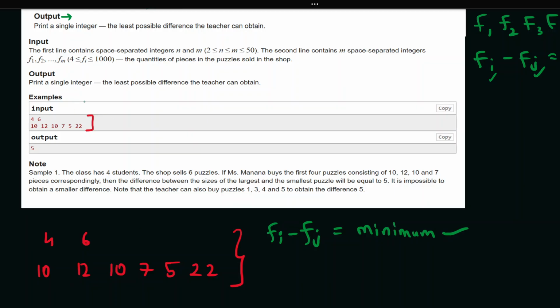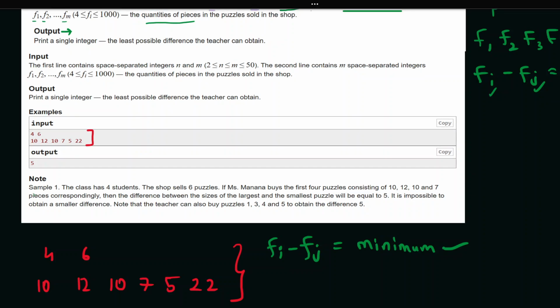And also, if you guys noticed, let's read this. Sample one. The class has 4 students, right? The shop sells 6 puzzles. If Manana buys the first 4 puzzles consisting of these pieces correspondingly, then the difference between the sizes of the largest and the smallest puzzle will be equal to 5. It is impossible to obtain a smaller difference. Note that the teacher can also buy 1, 3, 4, 5 to obtain the difference 5.